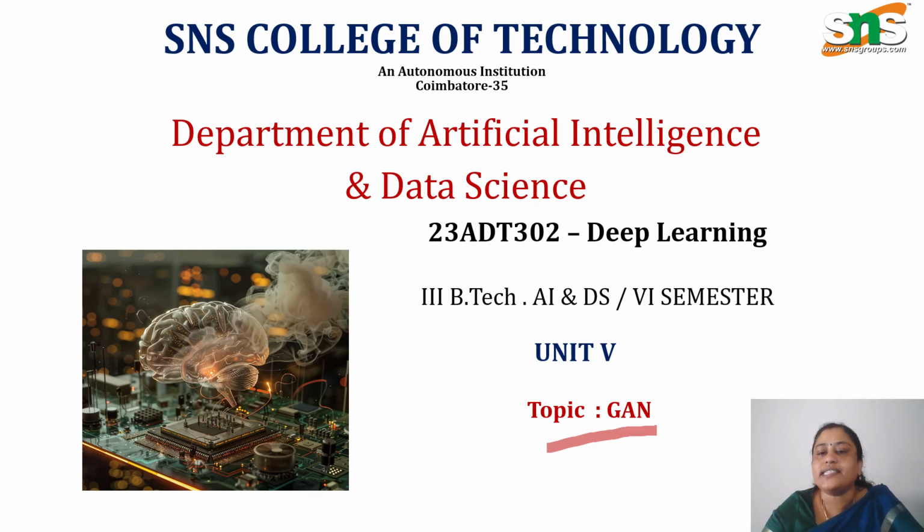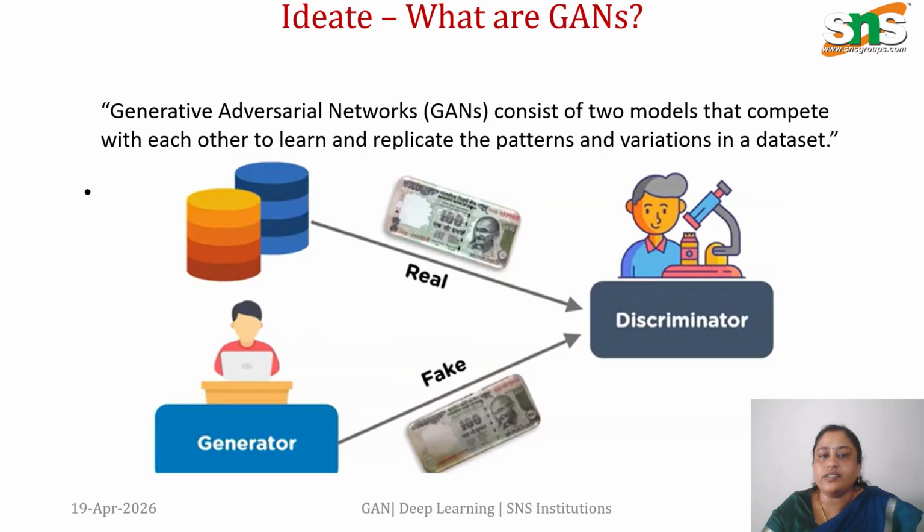Now in this video, let's see the working principle of GAN, the components that make up the GAN network, and some limitations. Generative adversarial networks consist of two models. One is the generator, the other is the discriminator. These two models compete with each other to learn and replicate the patterns and variations in the data set, in order to avoid mode collapse. So, let's see the working principle of GAN.